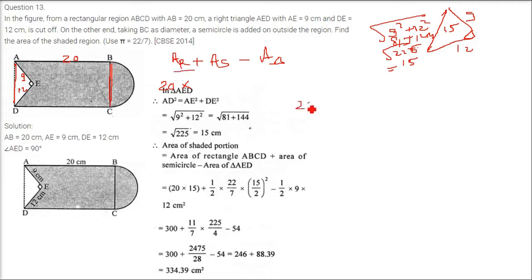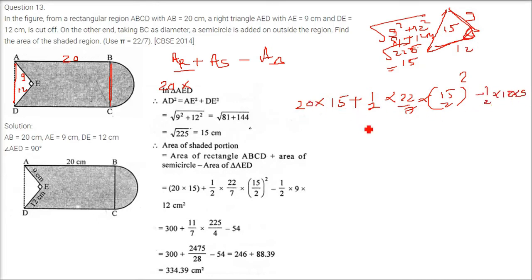So we have area of rectangle as 20 into 15, plus area of the semicircle, which is half pi r square. So half pi into, radius will be 15 by 2, whole square. And then we have to subtract the area of the triangle, which is, see, this is base, this is perpendicular because this is 90 degrees. So half into 12 into 9, base into altitude. So 20 into 15 will be 300. And this one you can just compute, 88.39, and subtract it with this 54. This is going to come as 334.39 centimeters square.